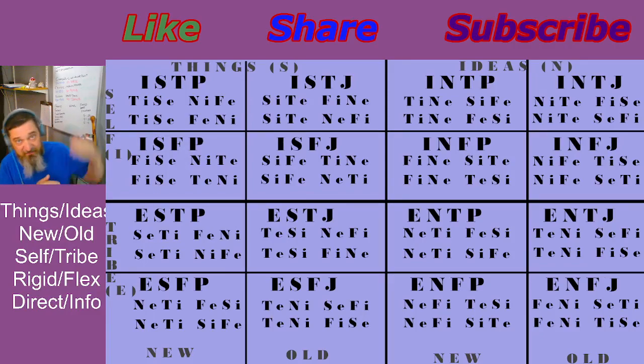Do you do that for yourself or for the tribe? Self does not mean selfish. It means that you use it first and then you give it to the tribe. Tribe means that you give it to the tribe and then you get your enjoyment from it. Are you rigid or flexible? Is it your way or the highway? Or do you see your way around other people's points of view to try and incorporate them into whatever is going on? And are you direct or informative?